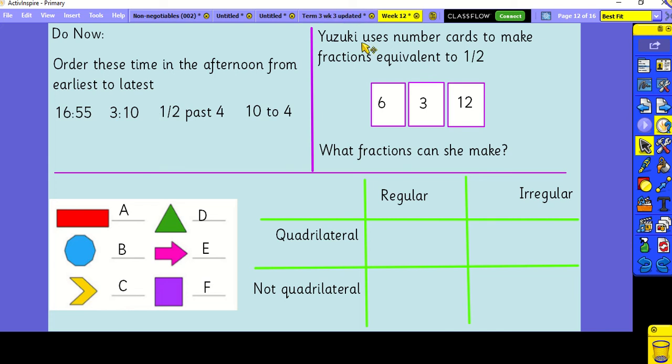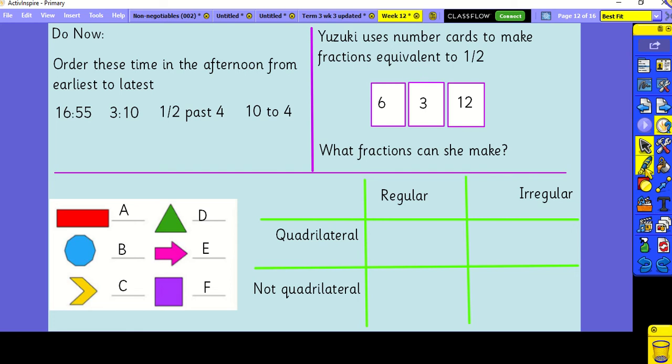Yuzuki uses number cards to make fractions equivalent to 1/2. What fractions can she make? And here are some shapes. Can you sort them into this Carroll diagram? Regular, irregular, quadrilateral, not quadrilateral. Okay, pause the video. Off you go, please.